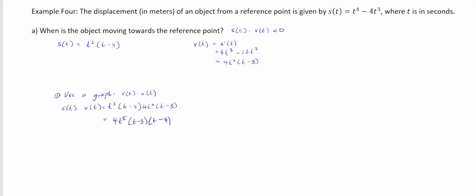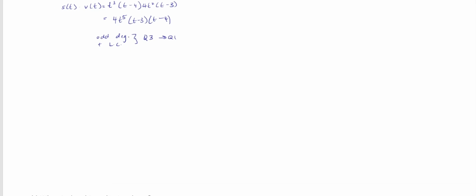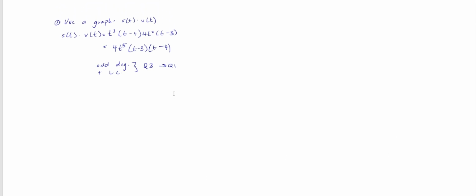And this right here is actually fairly straightforward because I can see that it is an odd degree function with a positive leading coefficient. Well, odd degree functions that have positive leading coefficients go from quadrant 3 to quadrant 1. Okay, what else do I know about this function? Well, I have its zeros as well. I'll write in the zeros.